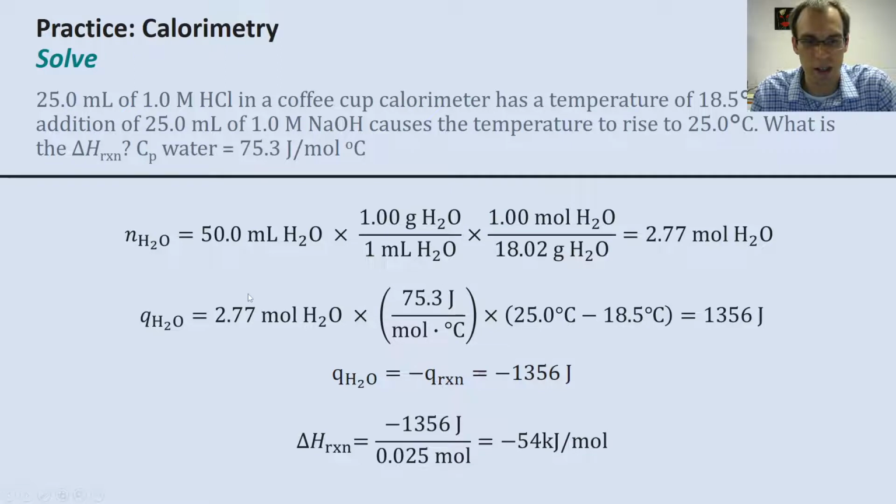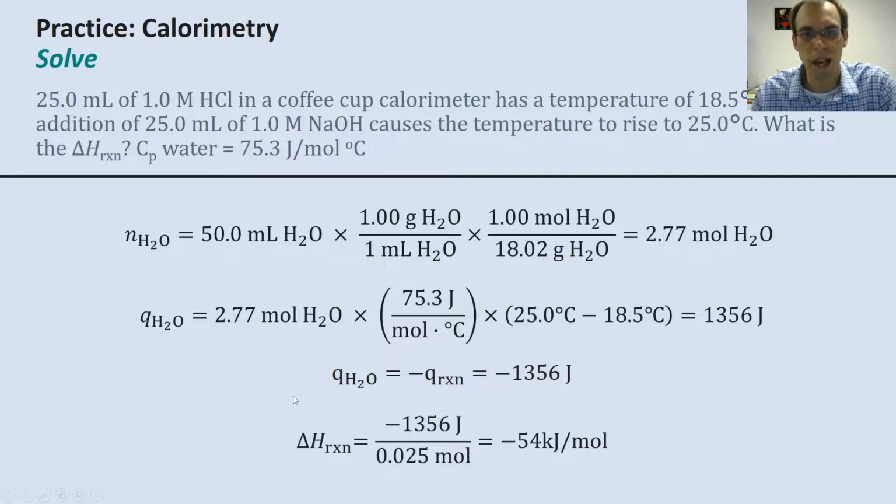The temperature is increasing. So we take the number of moles of water, 2.77 moles, multiplied by the heat capacity times the difference in temperature here. That gives us 1356 joules. We know that all that heat came from the reaction, so the Q for the reaction is negative 1356 joules, and then if we want to get that value per mole, we divide by the total number of moles of our reactants. So that would be 25 milliliters times 1 molar gives us 0.025 moles. That's where that value is coming from. So we get the enthalpy of the reaction is negative 54 kilojoules per mole.